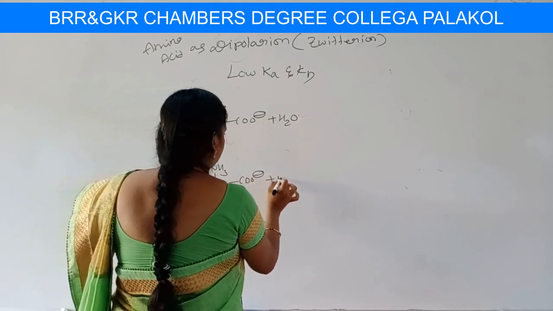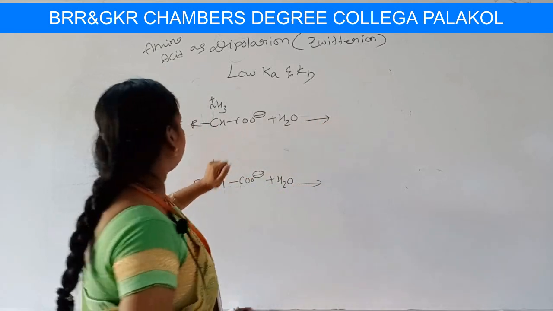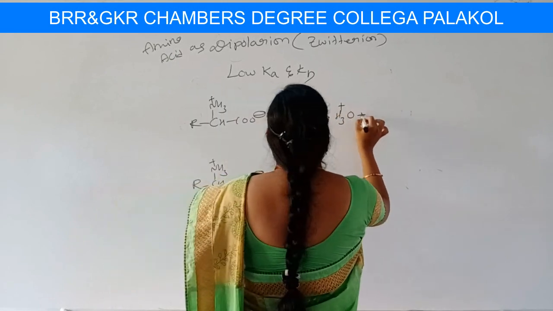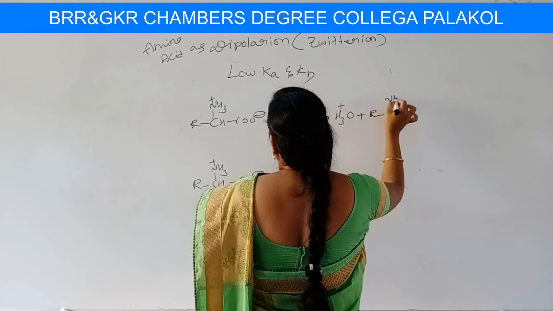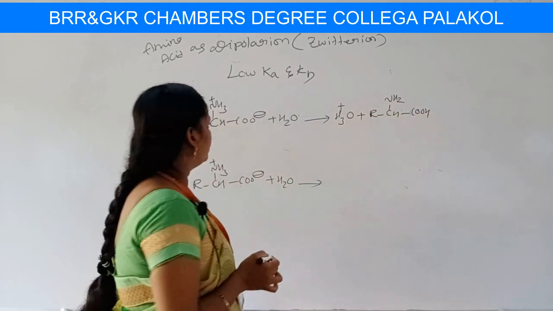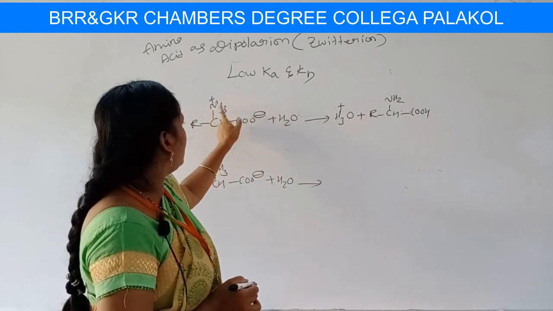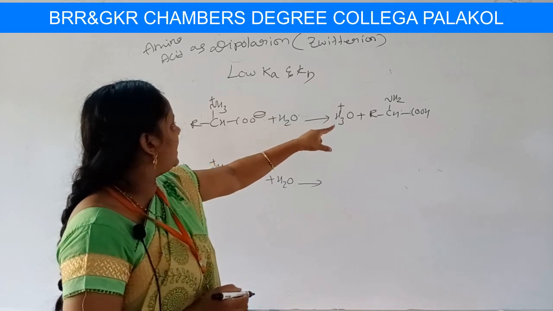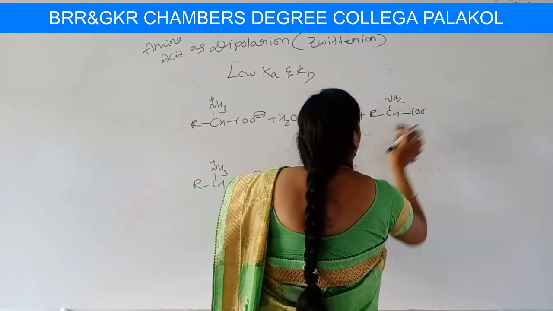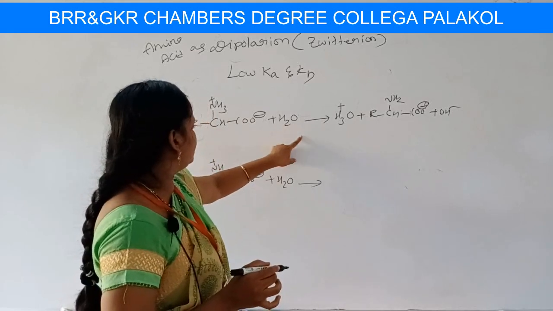COO minus plus water. So what you will get, students, here? H3O plus, RCH NH2 COOH. H3O plus, I am adding H2 here. So R H3O plus, RCH NH2 COO minus plus OH minus. Okay, students, water is H plus OH minus.